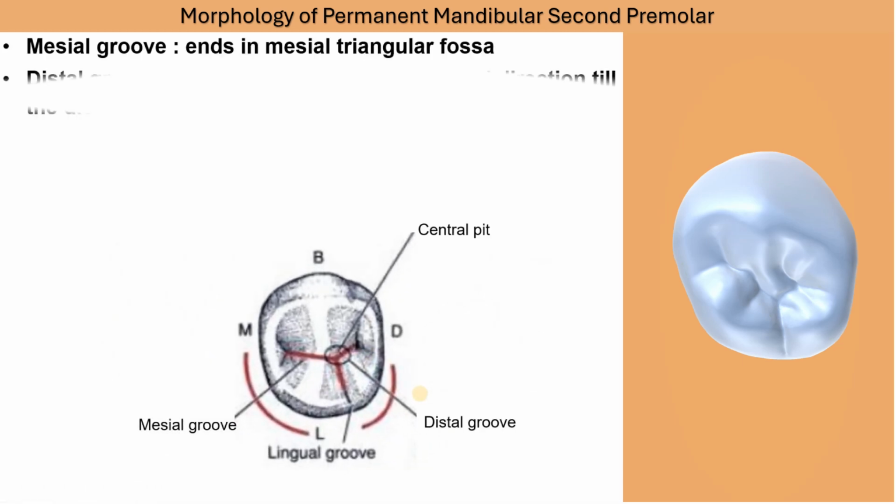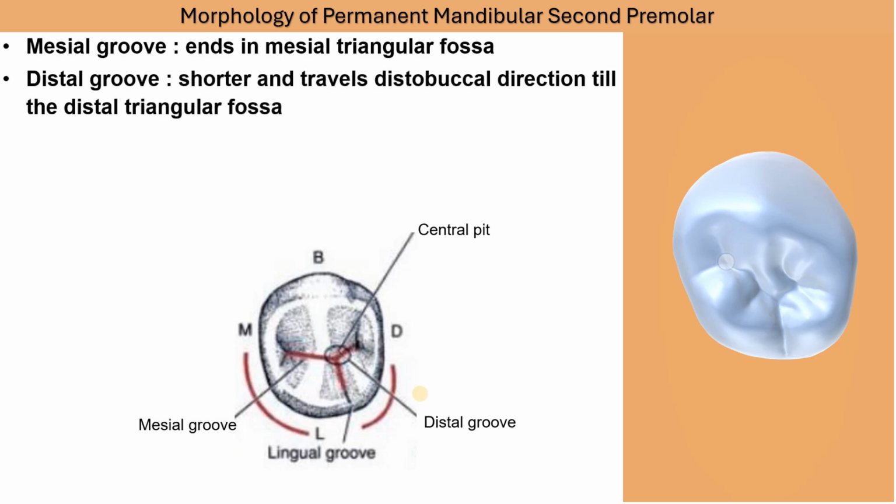So when you look at this groove pattern, the mesial groove ends in the mesial triangular fossa. The distal groove is shorter, again ends in the distal triangular fossa. So if you have to describe this, you have a central pit which is formed, and this central pit is slightly more distally placed, and from the central groove, a small distal groove goes distally, distobuccally, and ends in the distal pit. Same way, from the central pit, a groove goes mesiobuccally, ends in the mesial pit.